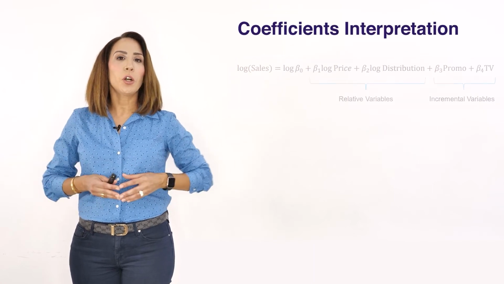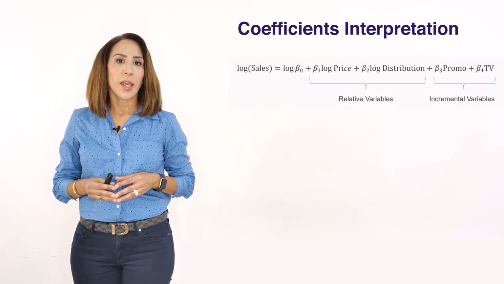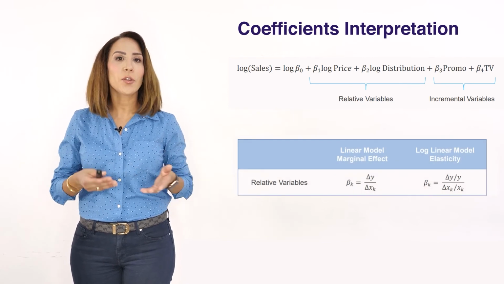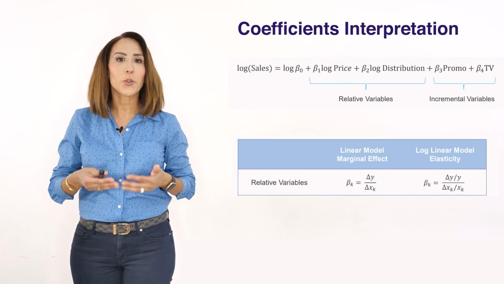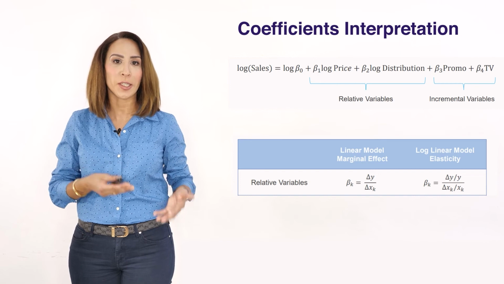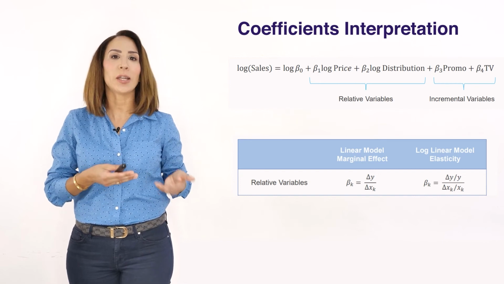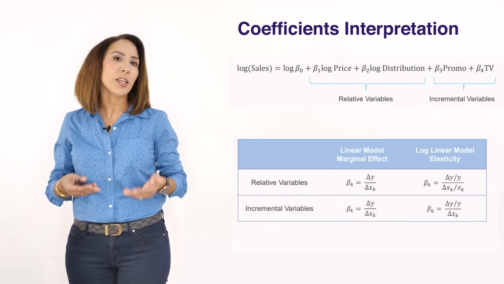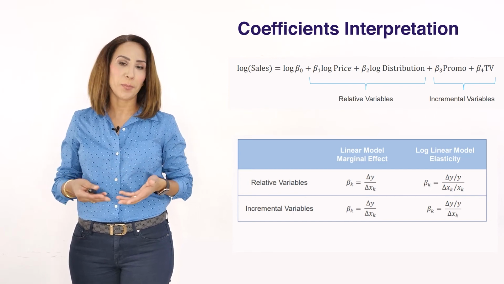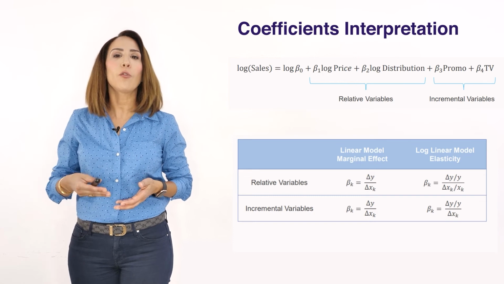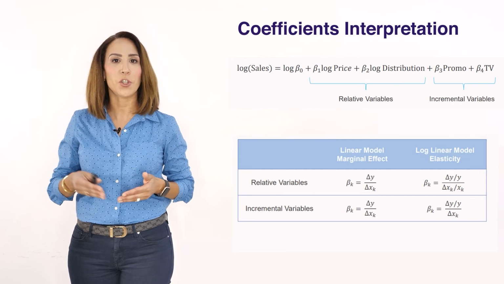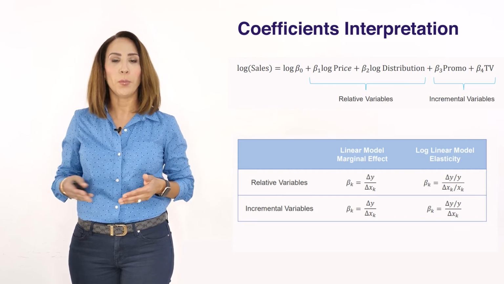How do we interpret coefficients in the context of log linear? If you are dealing with a relative variable, like for example price and distribution, the coefficient just depicts your elasticity, which is really nice to have. So by looking at the coefficient of your log linear equation, you are reading your elasticity. In the context of an incremental variable, the coefficient depicts the percentage change in your dependent variable as a result of 1 unit change in your incremental variable, like for example television or display or search or even promotion.